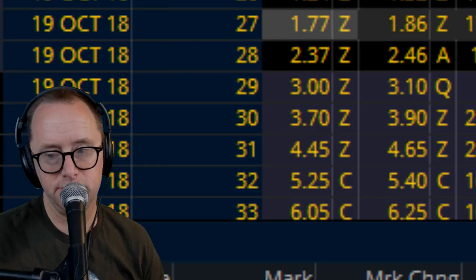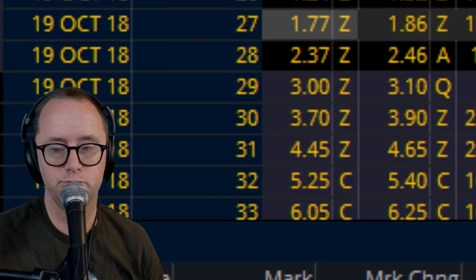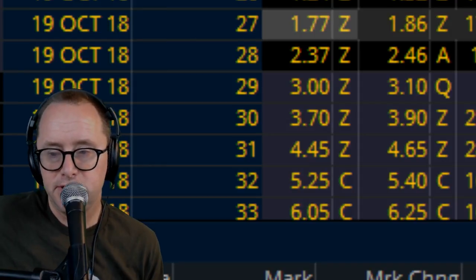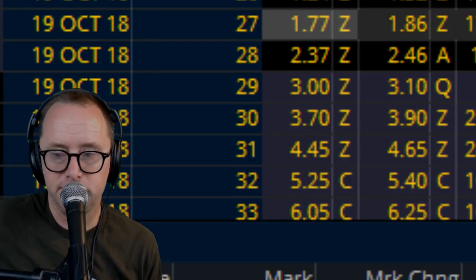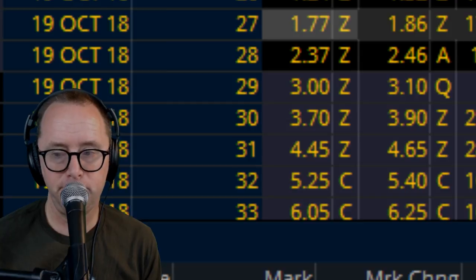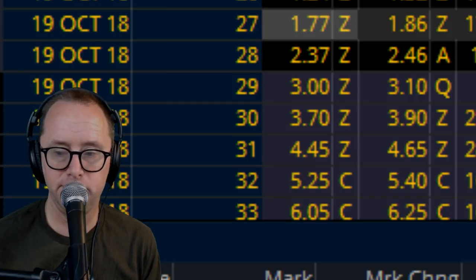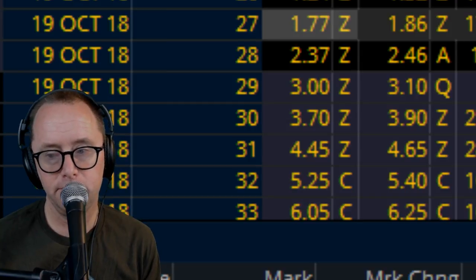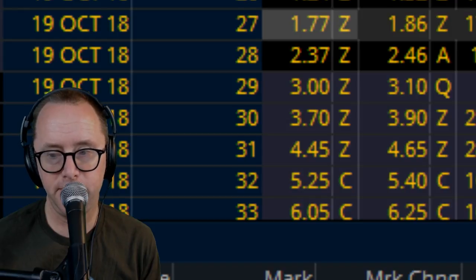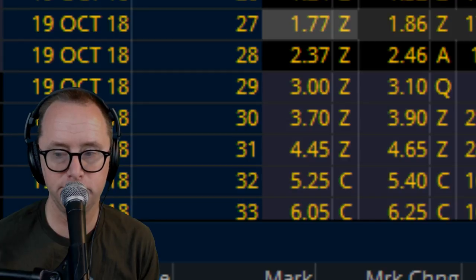If at the end it's 33 or above, the spread is worth nothing. In this case, we have the spread worth about $3, because if you bought the 33 put for $6.25 and sold the 29 put for $3, then you'd have it worth $3.25.